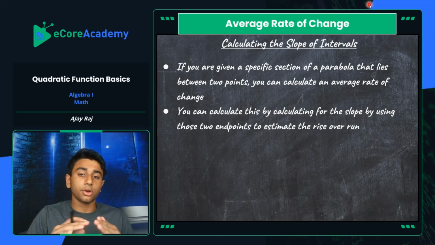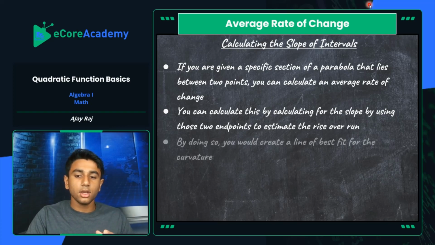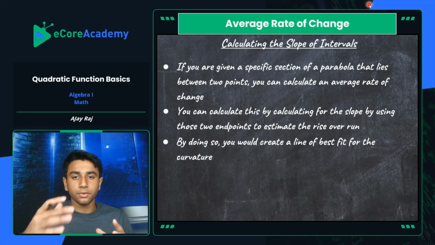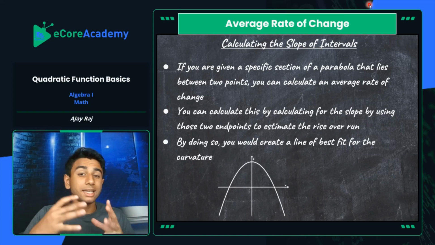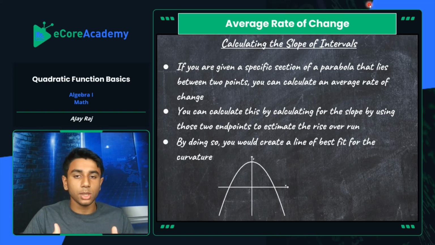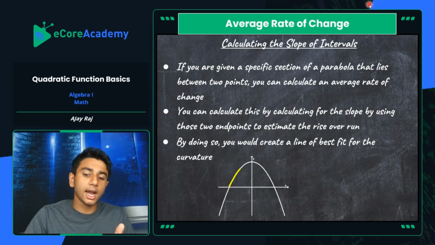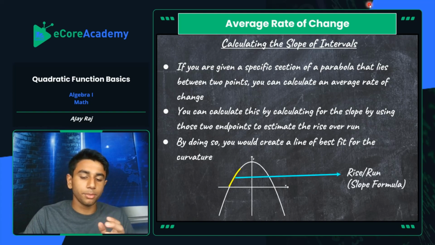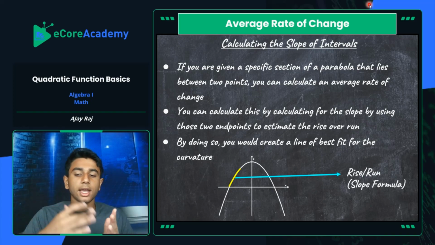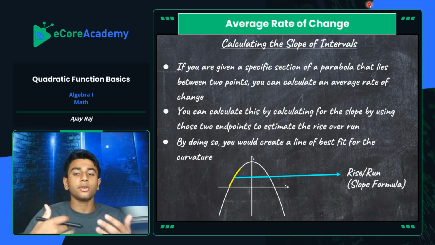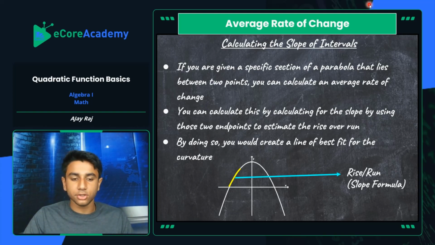Now we know that parabolas are curves. However, when you're creating this rise over run estimation with lines, you're essentially creating a line of best fit for the curvature. It's not going to be exact because it is a curve, but it's very close to a line. So if we look at this parabola here, and we're given this highlighted subsection as our interval, we're merely going to take those two endpoints, we're going to calculate the rise over run with the slope formula and see what our average rate of change is for that interval. And that would essentially be our answer, our average rate of change for that subsection.